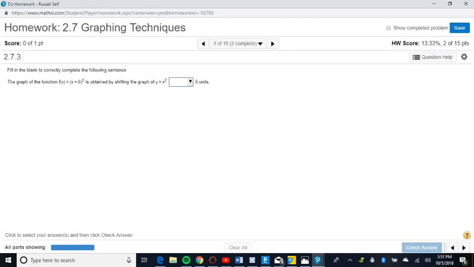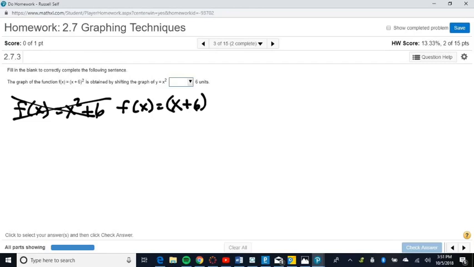Now, we can also have other things happening to our x squared. One of the things we can have is a parentheses raised to the second power. And what that's going to do is move it in different directions. We're not talking about just adding something to an x squared here. This is not f of x equals x squared plus 6, right? That's not what's happening here. This says that f of x equals x plus 6, the whole thing squared. And so that's going to provide a different kind of shift.